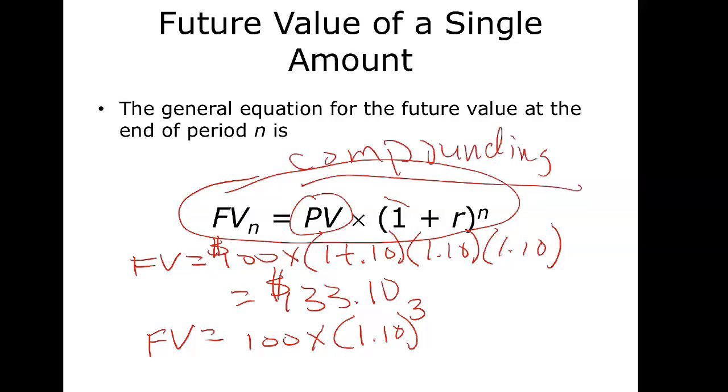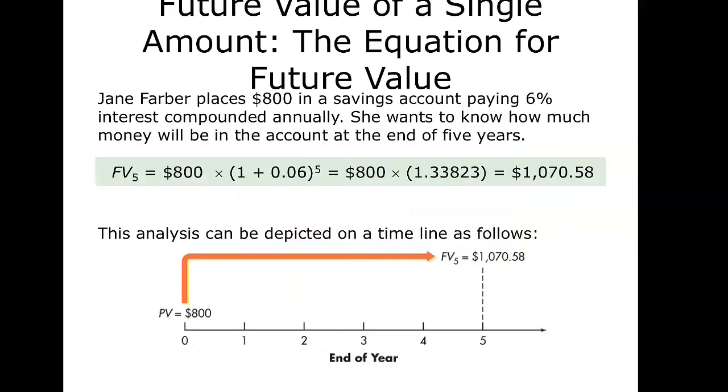This is our compounding formula. So for example, Jane places $800 in savings, paying 6% interest compounded annually. She wants to know how much money she will have at the end of 5 years. Well, that future value, applying our future value formula, present value multiplied by 1 plus the interest rate raised to the number of periods n, is equal to $1,070.58.